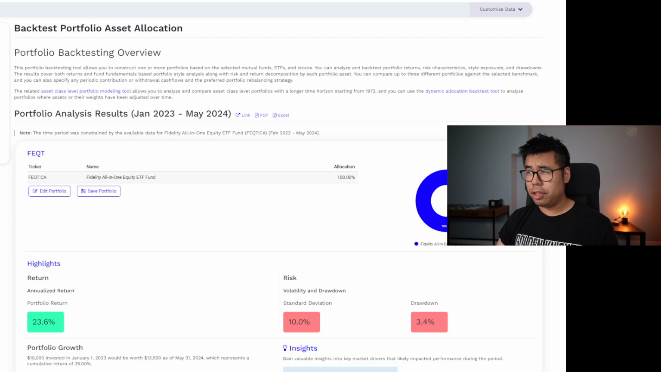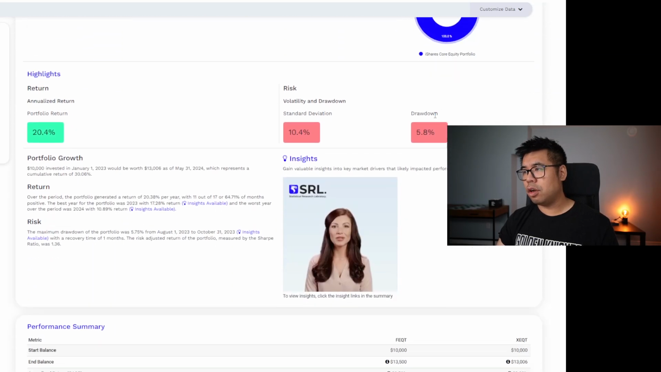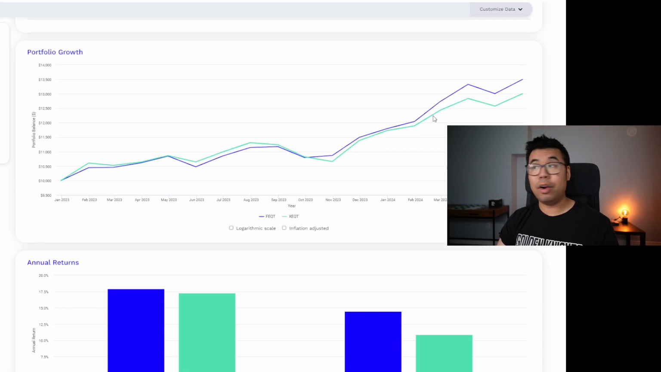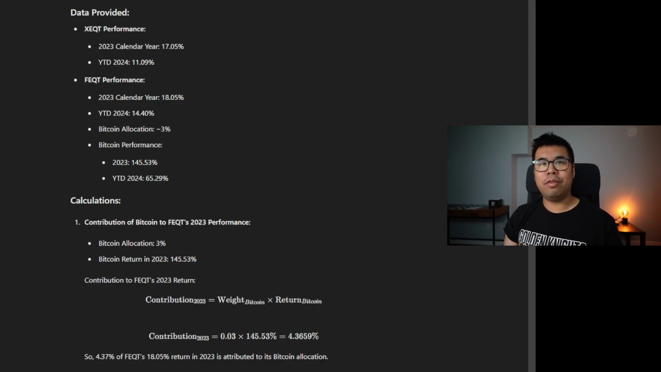I'm on Portfolio Visualizer here, and one of the things people post on Blossom, I saw a few images, is that FEQT has done better than the more traditional all-in-ones, if you will, over the past couple of years. If you're not new to the channel, you know I don't value past performance that much because it's all about future expectations of the market. And that's why the way the fund is diversified is more important to me than that it did better than XEQT in the past. But intuitively, a lot of people think that FEQT did better because of its Bitcoin exposure. So it's important to at least look at how much of it is true.